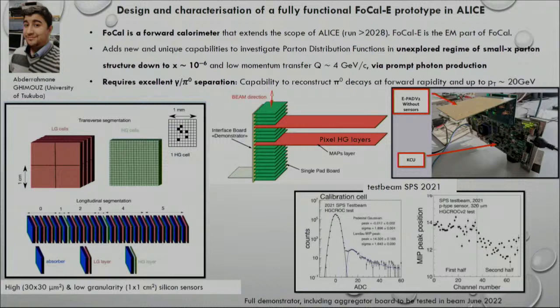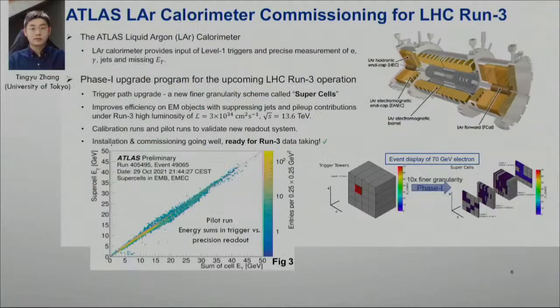Here there are results from SPS in 2021, where you can see the MIP. There are some uniformity studies, and there is a full demonstrator, which will include additional parts of the electronics, which are going to be tested in June. So you will get more detail on the poster. Let me move to a couple of slides on the posters about ATLAS.